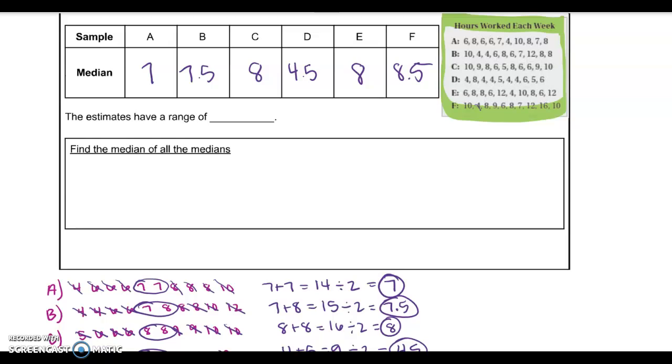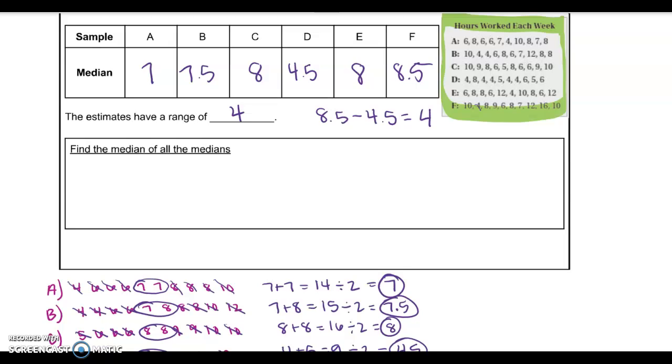So now let's find the range. Our biggest number was 8.5 minus 4.5, and we get 4. So our medians' range, our variation, is between 4 numbers.